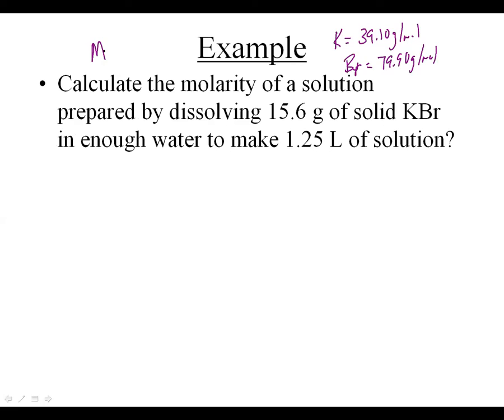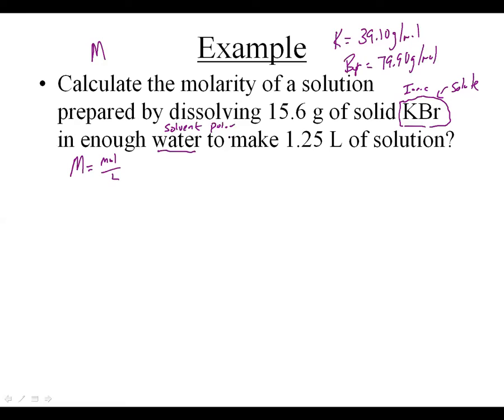Okay, so we're looking for the molarity. A reminder that in this case, the molarity is our moles of solute over liters of solution. Just so we're clear, the KBr is our solute and the water is our solvent. Again, they work well together because this is ionic and this is polar, so they're going to work really well together.